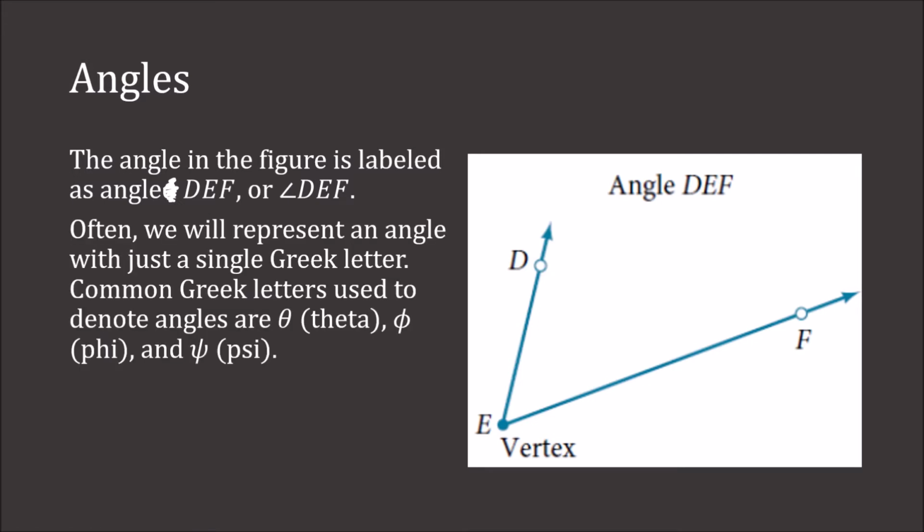Often we represent an angle with just a single Greek letter. Common Greek letters that are used are theta, phi, and psi. Most commonly theta and phi. Now also, we represent an angle in a figure like this by typically drawing a curve like that, and then we would write in here what the angle is. So again, commonly it's theta, so we would just write theta there.